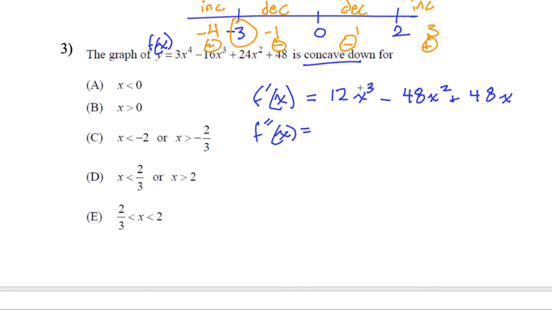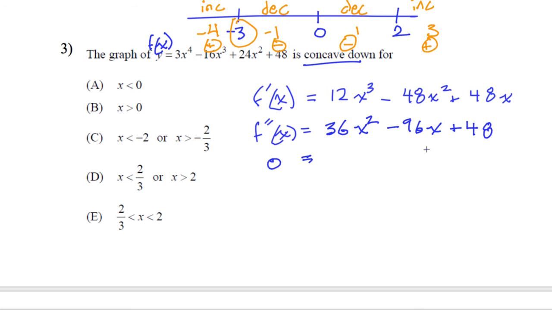I should have color-coded this, but I'm going too fast. So 3 times 12 is 36x squared minus 96x plus 48. That's the one we care about. We need to figure out where this thing is negative. So to figure out where it is negative, I'm going to look for possible inflection points, and then I'm going to find those intervals.